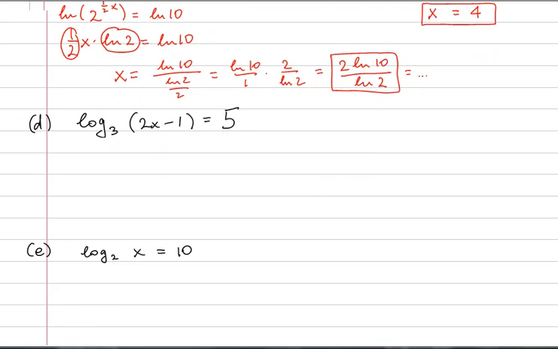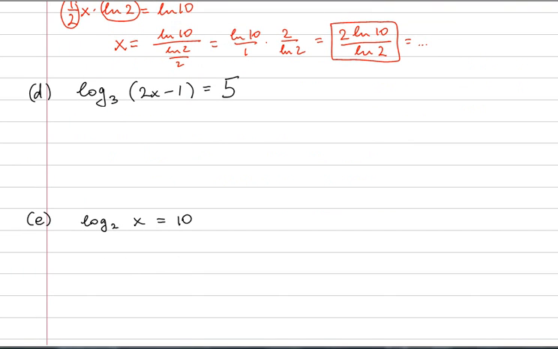Part D is a logarithmic equation. It's already in the form log equals to something, so what we'll do is we'll do 3 to the left hand side, so 3 to the log base 3 of 2x minus 1 equals 3 raised to the 5th power. 3 and log 3 go away, so I have 2x minus 1 equals 3 to the 5th power. So this is 9 times 9 times 3, that is 243.